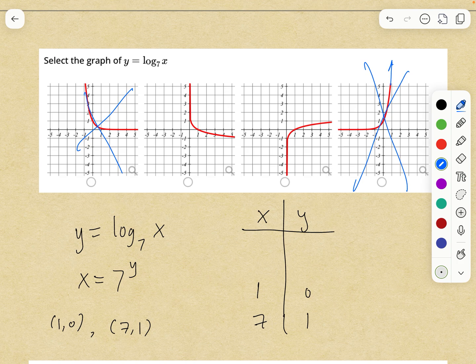Well, we know that when x is 7, y should be 1. So if you look at these two, if you look at the second one, when x is 7, now it only goes out to x equals 5. But certainly if you continue the graph, when x is 7, you will not get y equals 1. You get a negative number. So we know that the second one is not it. And for the third one, when x is 7, it does look like this red curve is going to continue and go out to y equals 1. So the third one is the correct choice.